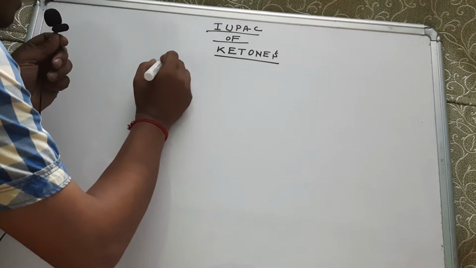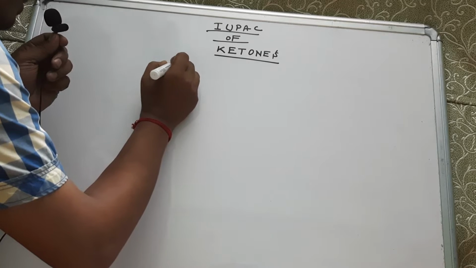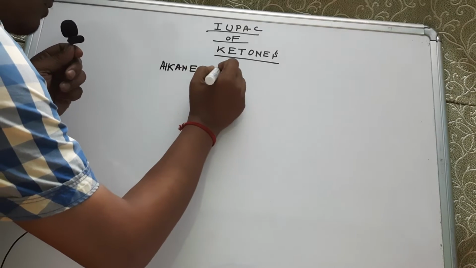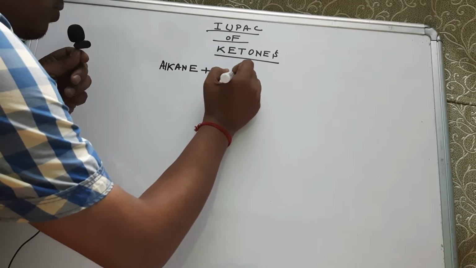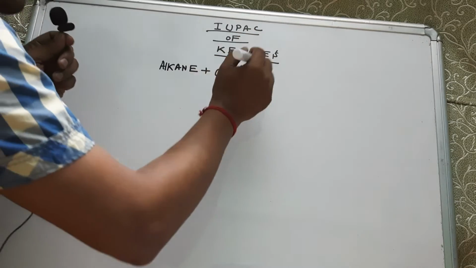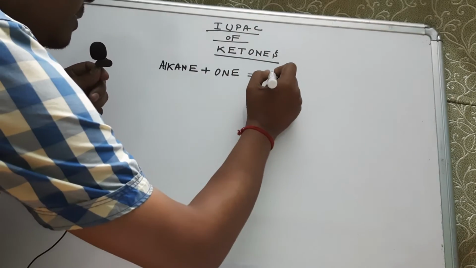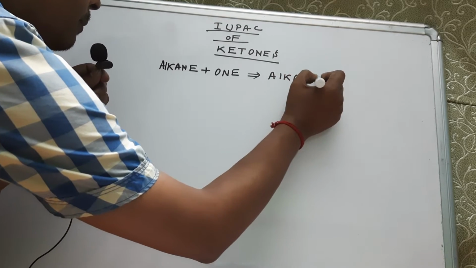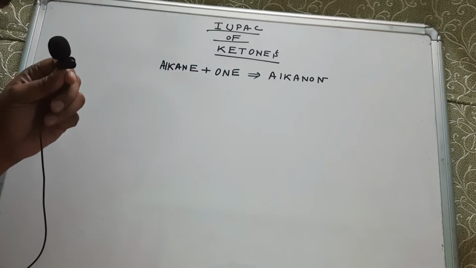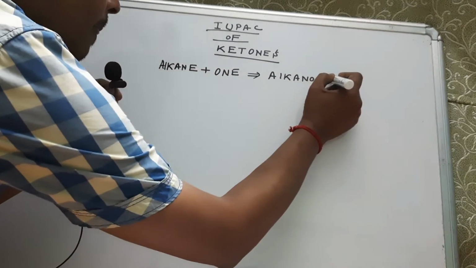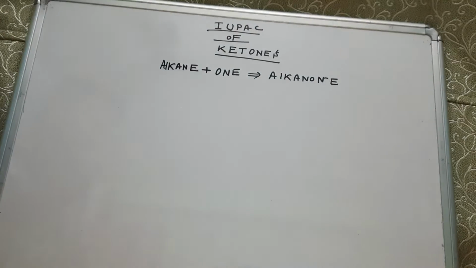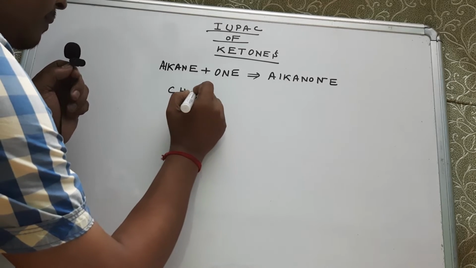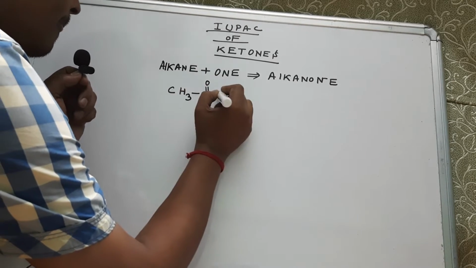If the parent chain is alkane, so it will be alkane plus one, ketones, one from ketones, and it combines, it gives alkanone. As for example, so here it is CH3 CO CH3.